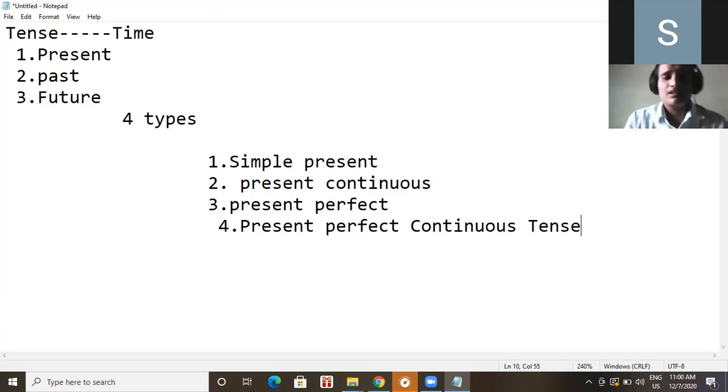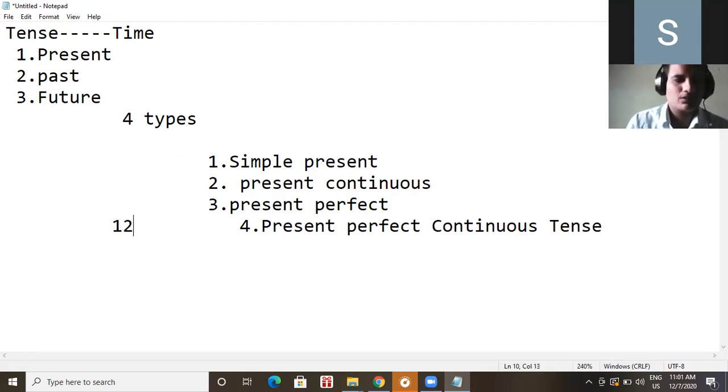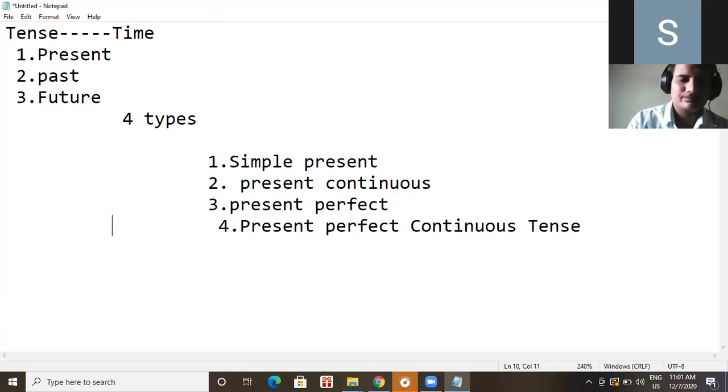In past tense also: simple past, past continuous, past perfect, past perfect continuous. And in future also: simple future, future continuous, future perfect, future perfect continuous. There are 4 into 3. How much? 12. There are 12 tenses.